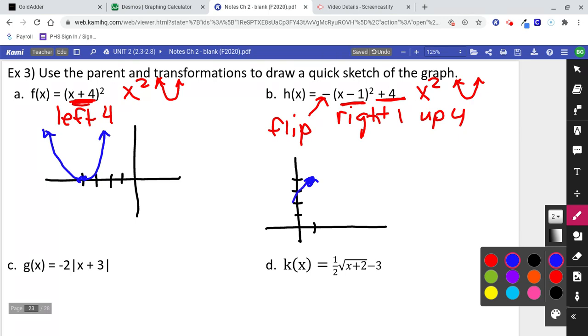And then, oh yeah, by the way, it's an upside down one because it's flipped. That's a quick sketch. I don't have to be super accurate. I just need a quick idea of what it looks like, and that's it.